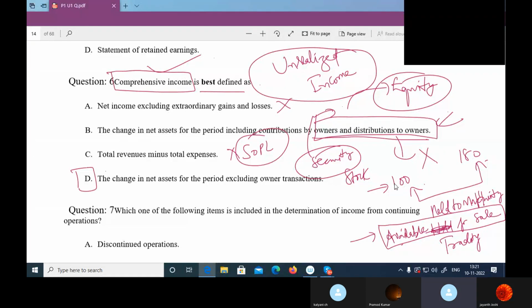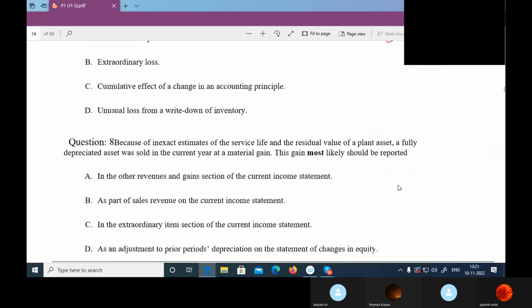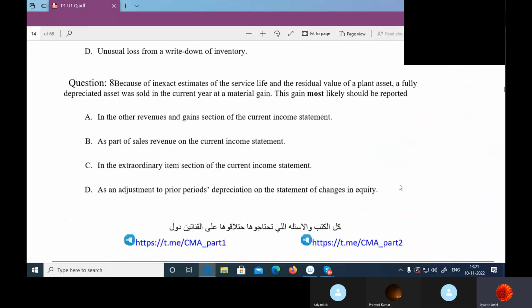Okay. Can you just tell me the eighth answer? What is the eighth answer? Read the question and tell me. Take your time.